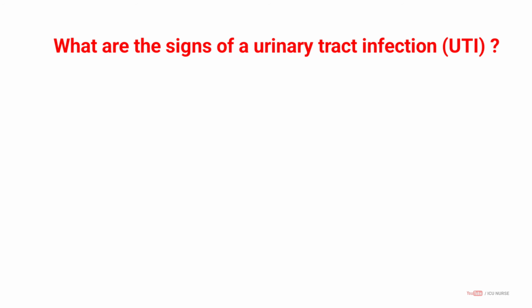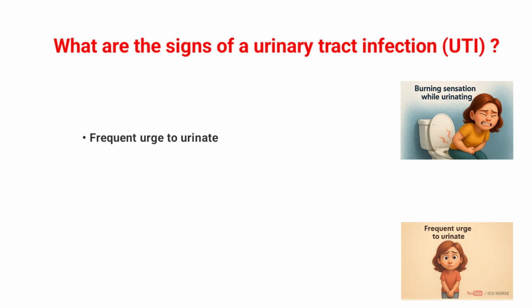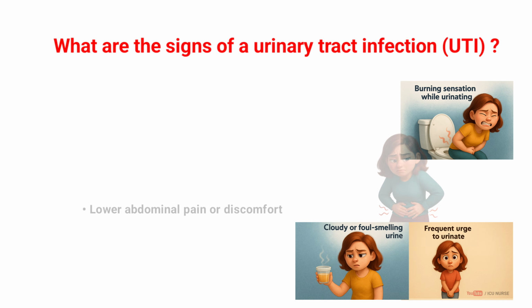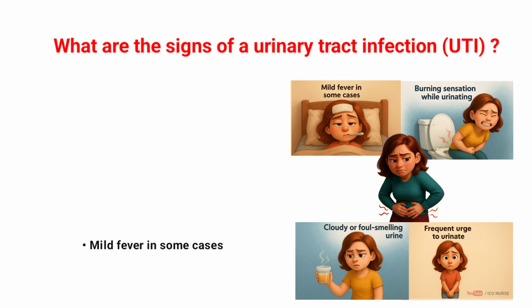What are the signs of a urinary tract infection? UTI. Burning sensation while urinating, frequent urge to urinate, cloudy or foul smelling urine, lower abdominal pain or discomfort, mild fever in some cases.